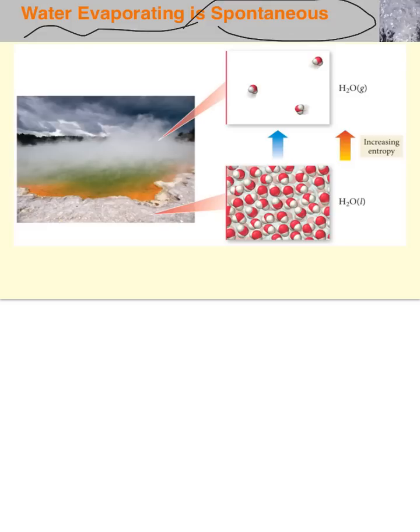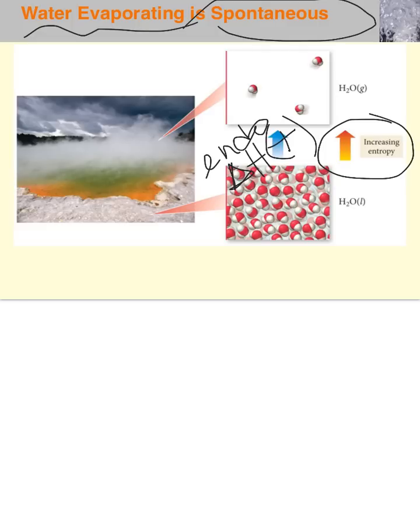And so again, evaporation, we know, is an endothermic process. It requires absorption of energy, and that means delta H, which is the enthalpy, has a positive sign. Remember, for things that are unfavorable, the enthalpy has a positive sign. And so that's not the driving force for evaporation. What is, again, is the increasing entropy.